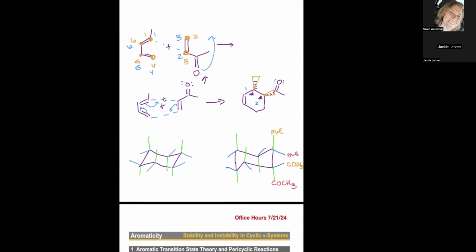Now, if we did opposite, we did ME and COCH3, right? These ones are, oh no, those are the same. Sorry, I did it again. Wait, let me see. COCH3. That one's not so much a problem, but these ones would be more of a problem, right? Because they're in the same plane of each other.